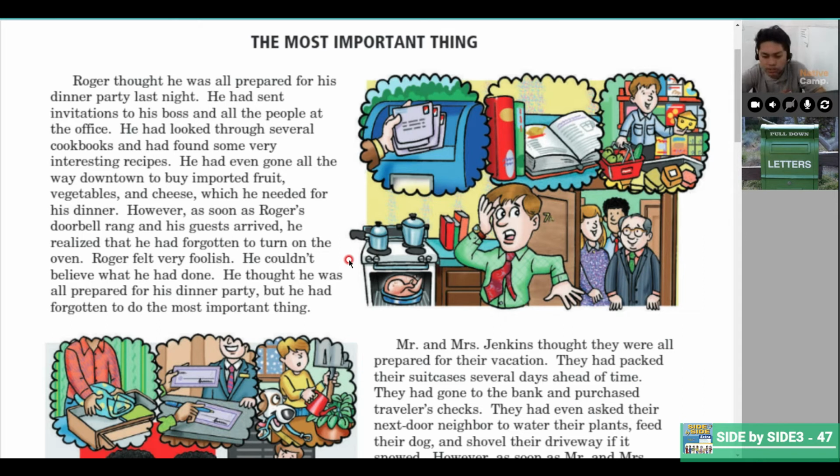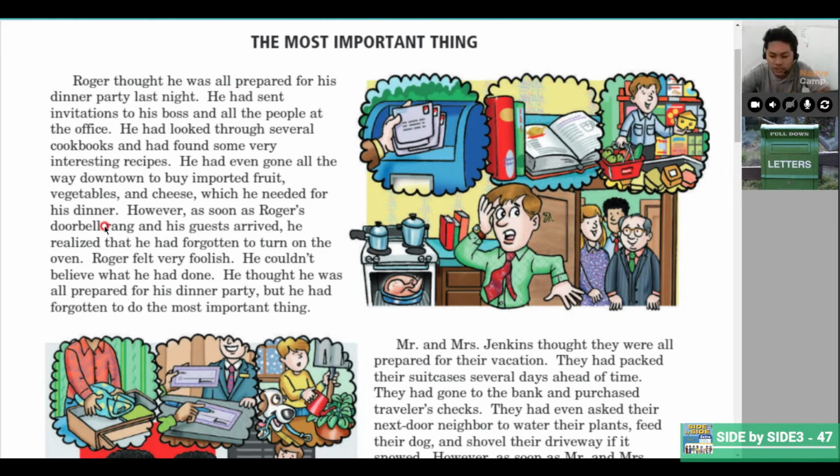Okay, so what had Roger done to prepare for his dinner? He had even gone all the way downtown to buy imported fruits, vegetables, and cheese. Okay, that's right. That's one of the answers. Indeed, one of his preparations was that he went downtown to buy the necessary ingredients. And also, at first, he invited his colleagues and his boss, and then next he looked up some cookbooks to know how to cook the food, and after that, that's the time that he went downtown.